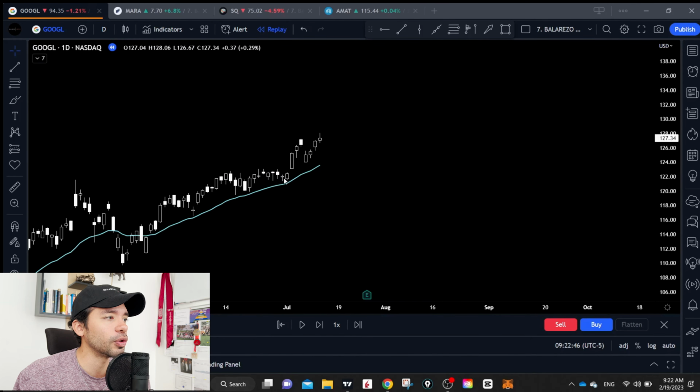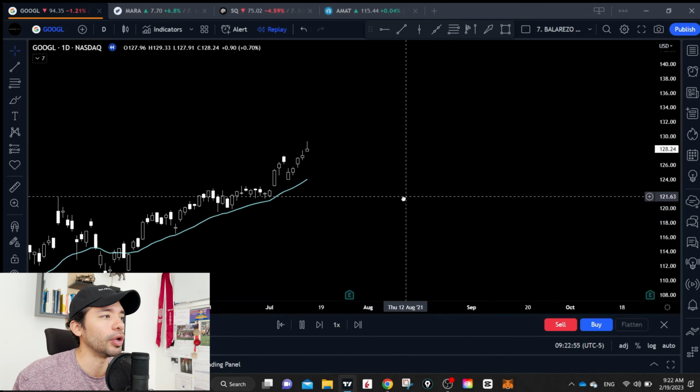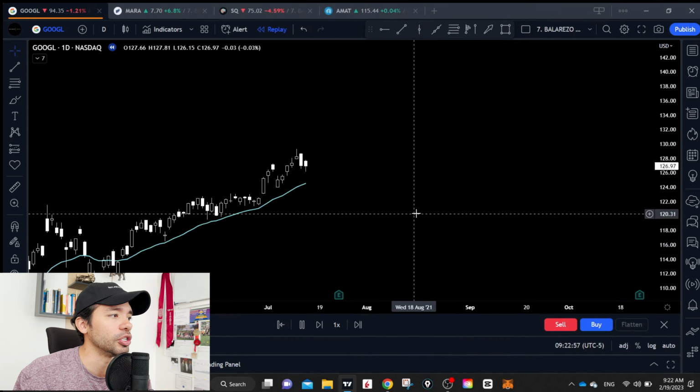But you can see that this 21 exponential moving average helped as support, and then it continued to help the price move to the upside. So that's actually something really, really important. You can see that right now Google is just rallying.